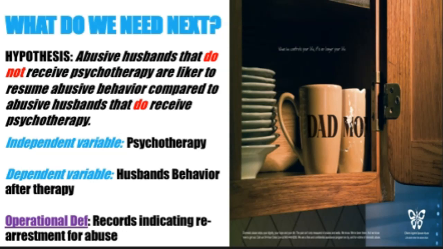And there could be confounding variables as well, okay, in research. In this case, a confounding variable may be that the women don't report the abuse because they're afraid of their husband, okay? So this is what we would do when we're looking at our independent variable, our dependent variable, and our operational definitions.